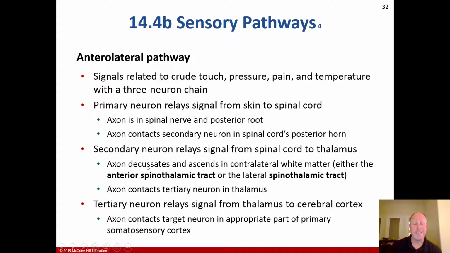The axon decussates and ascends in the contralateral white matter, either the anterior spinothalamic tract or the lateral spinothalamic tract. The axon then contacts the tertiary neuron in the thalamus, and the tertiary neuron then relays the signal from the thalamus to the cerebral cortex. This axon contacts the target neuron in an appropriate part of the primary somatosensory cortex.